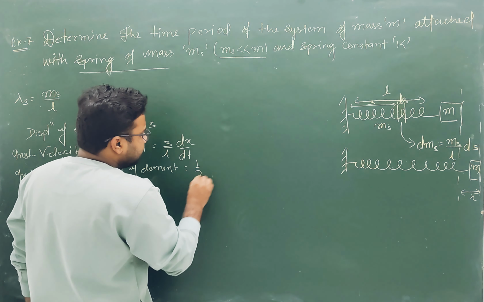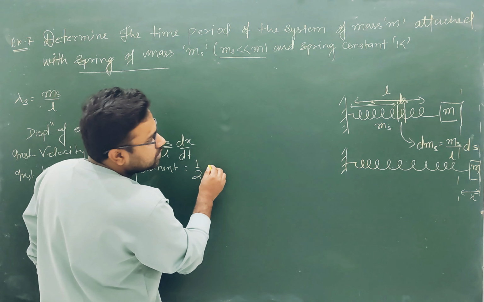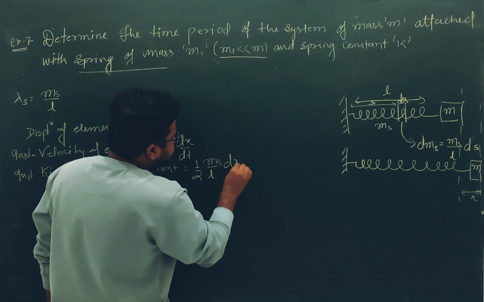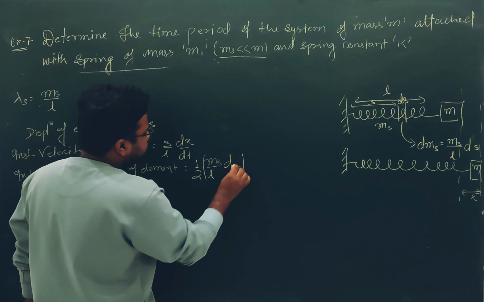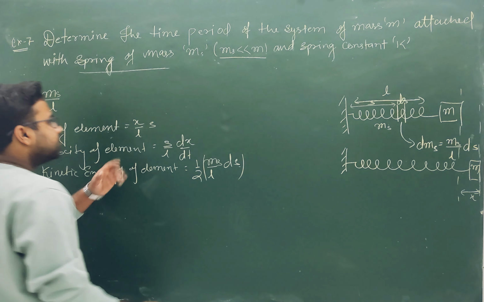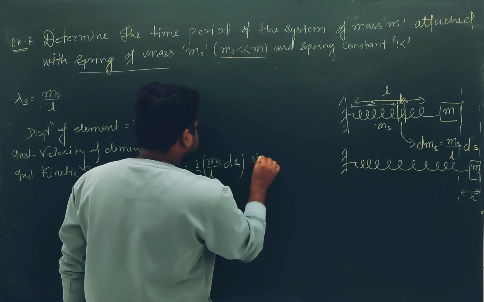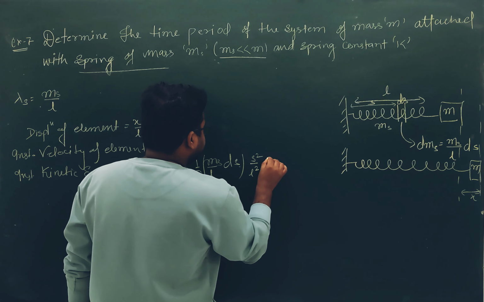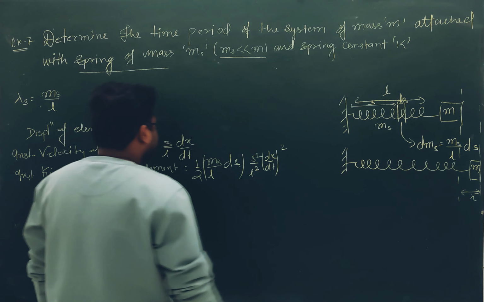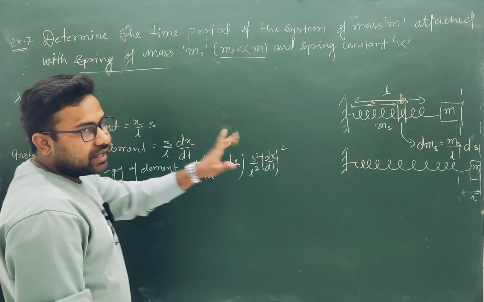Look at this. The mass of the element is given, so one by two times the mass of the element, which is ms upon L into ds. This is the mass of the element. Now what is the velocity? The velocity is this one, and we take its square. So it's s square upon L square, dx upon dt whole square. This is the kinetic energy of the element.